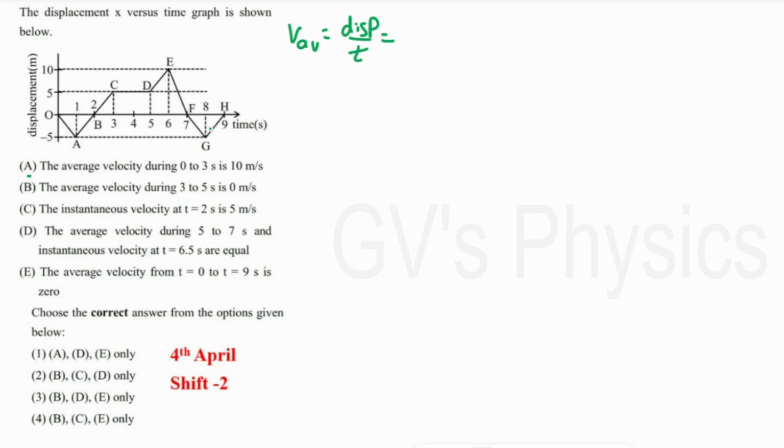For 0 to 3 seconds, at 0 second the position is 0. At 3 second the position is 5. So the displacement is 5 minus 0 and for 3 seconds, so by 3. So 5 by 3, so the average velocity is 5 by 3. They have given it as 10 meter per second, so A is incorrect. So we'll check for B.